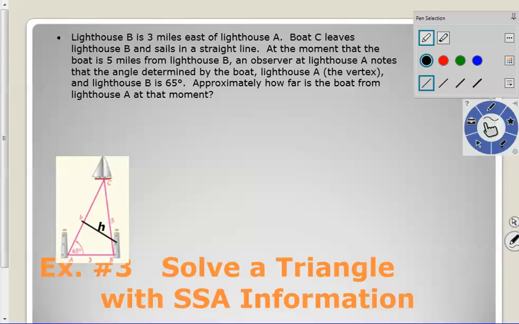All right, if we look at this, I'm going to move this up a little bit. Lighthouse B is 3 miles east of Lighthouse A. Boat C leaves Lighthouse B and sails in a straight line. At that moment, the boat is 5 miles from Lighthouse B. An observer at Lighthouse A notices the angle determined by the boat, Lighthouse A, which is the vertex, and Lighthouse B is 65. Approximately how far is the boat from Lighthouse A at the moment?